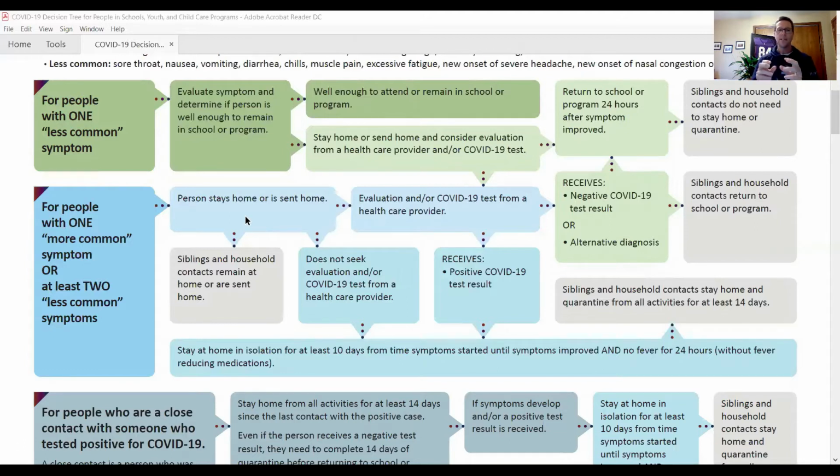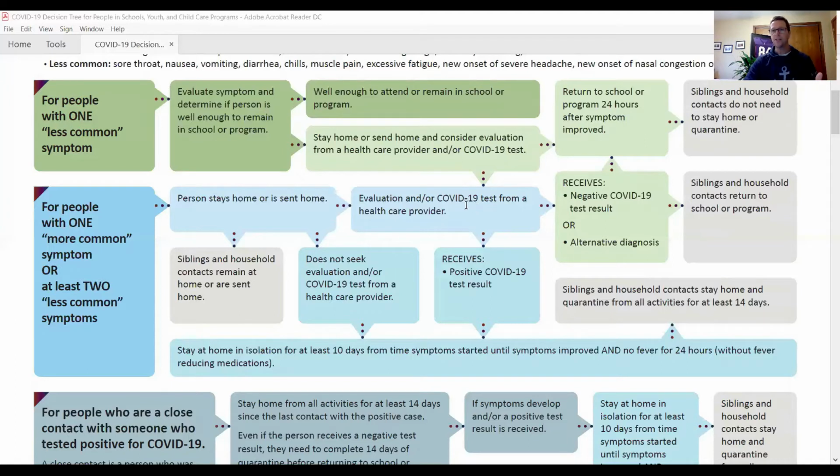In that case as well, we follow this down to this box. Siblings and household contacts should remain at home or would be sent home as well. So again, Johnny comes to the office, has a sore throat, but also has a pretty nasty cough. Johnny's going to get sent home, but Johnny has two siblings in school as well. Both of those siblings are going to be sent home as well and would need to stay home until, as we follow the boxes, they were to go in and get an evaluation from a healthcare provider or a COVID-19 test, that would be the next step.